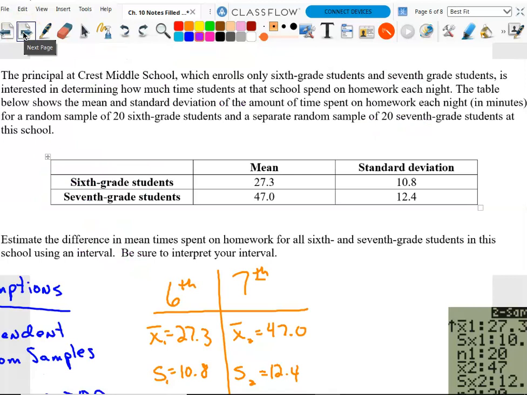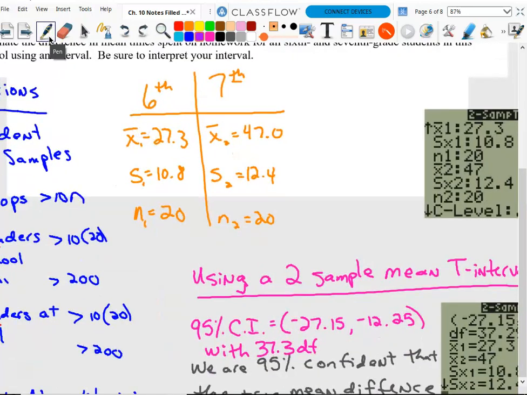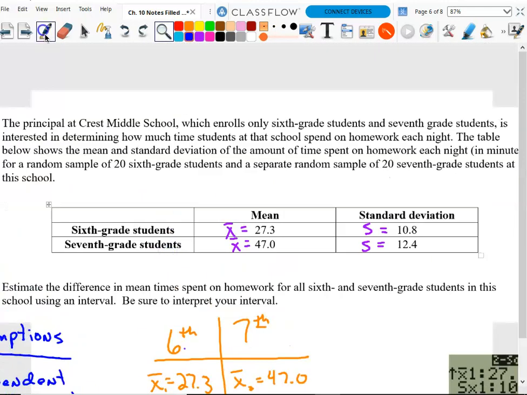Okay, so now we're switching gears. We're talking about sixth grade students versus 7th grade students. And they have given us the mean and standard deviation for each group. I have summarized that information, and you would need to. You'd be surprised how important notation is. So I got my 6th graders, their mean, standard deviation, and n. 7th graders, mean, standard deviation, and n. And again, the n came from up here.